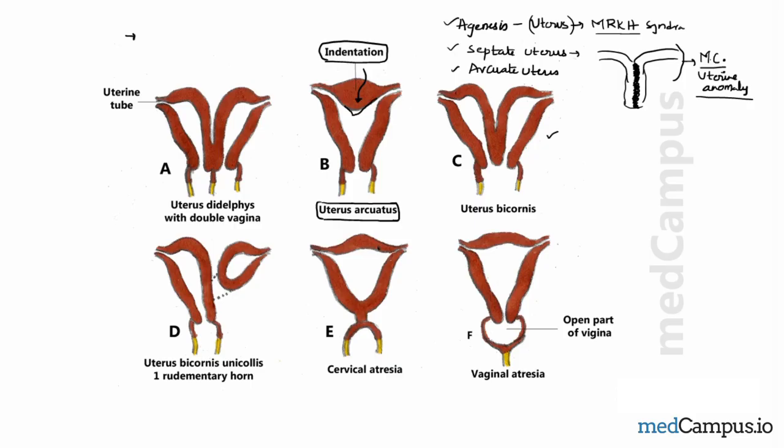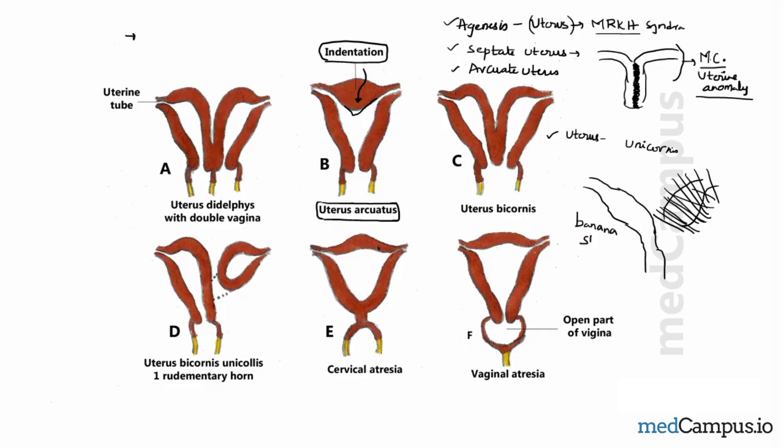The fourth variety is uterus unicornis. In uterus unicornis, one side of the paramesonephric duct develops, and on the other side there is improper or non-development of the duct. So only one duct remains and it forms the structures. This gives a banana shape. So the banana shaped uterus is seen in uterus unicornis.